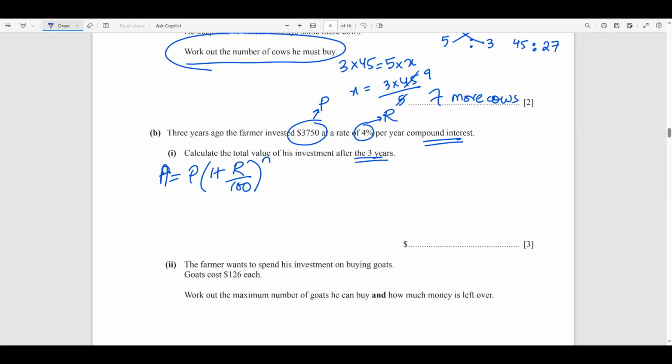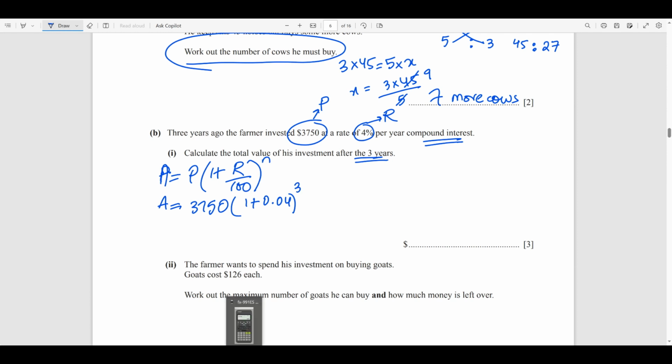If it compounded every 6 months in 3 years, so n will be 6, I mean semi-annually. That means it compounded 6 times in 3 years. So right now n is 3 only because the amount compounded once a year. Right. So principal is 3750, 1 plus rate is 4 divided by 100, 0.04, power n.